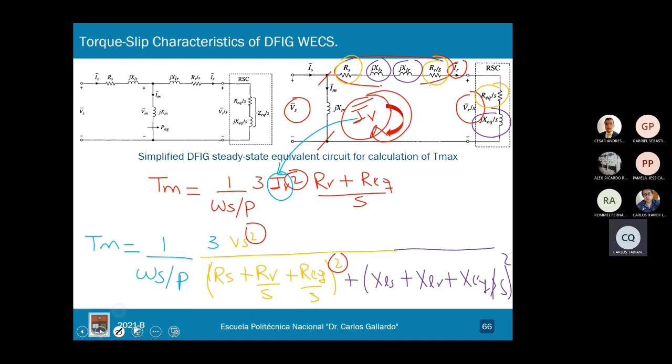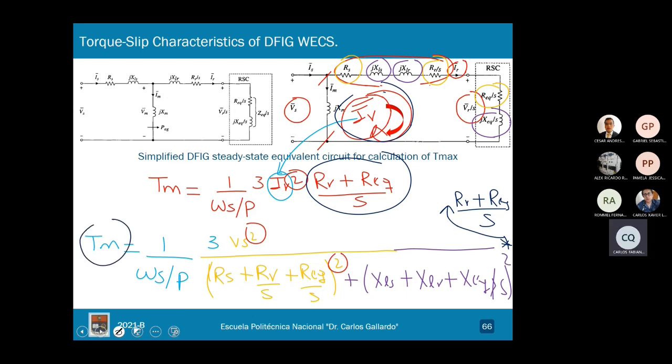What is missing is this term, times the rotor resistance plus the equivalent resistance over the slip. So taking this approximation, this is the simplified doubly fed induction generator steady state equivalent circuit only for computing the maximum torque. So this is the torque.